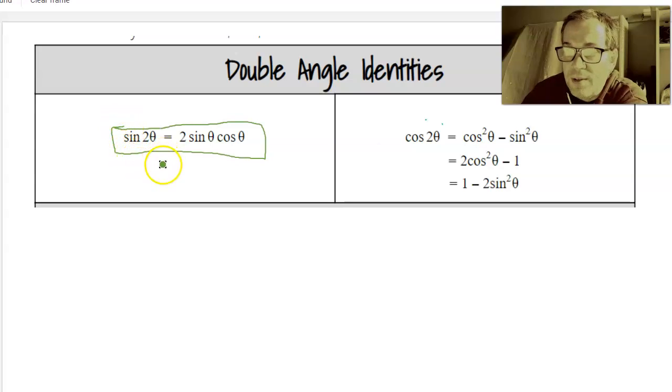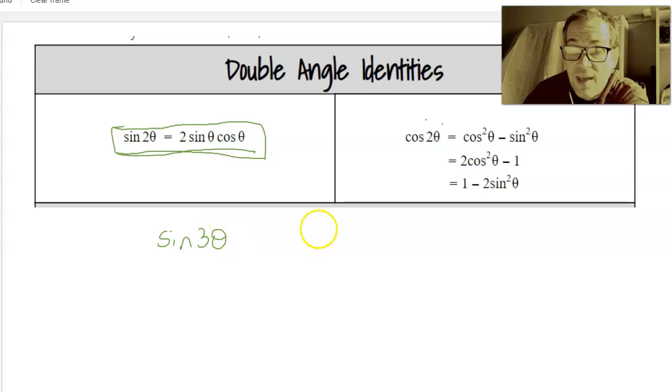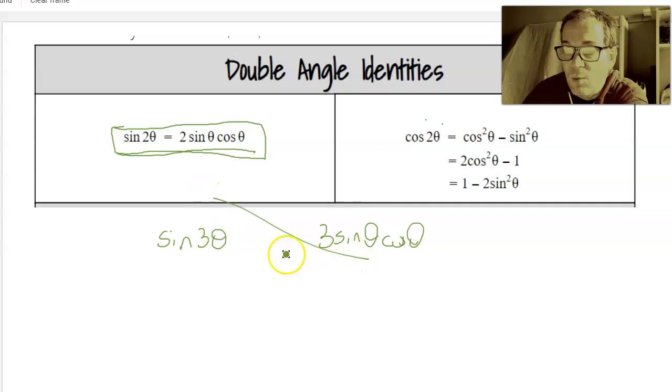And what I want to point out is sometimes kids make the mistake of thinking that I've kind of factored a 2 out. That's not what's happening here. So sometimes people see this expression and then they mistakenly think that if they have, say, sine of 3 theta, they can rewrite that as 3 sine theta cosine theta. That is not what's happening. What's happening is whatever this angle is, this angle will be twice whatever that angle is, and this 2 in front is always a 2 in front. Okay, so I know that doesn't make a ton of sense, so let me show you what I mean.